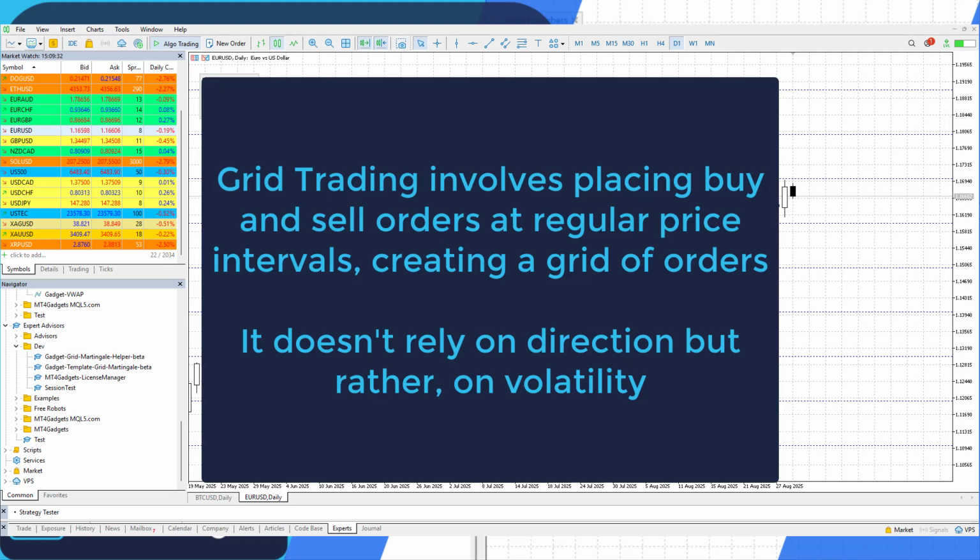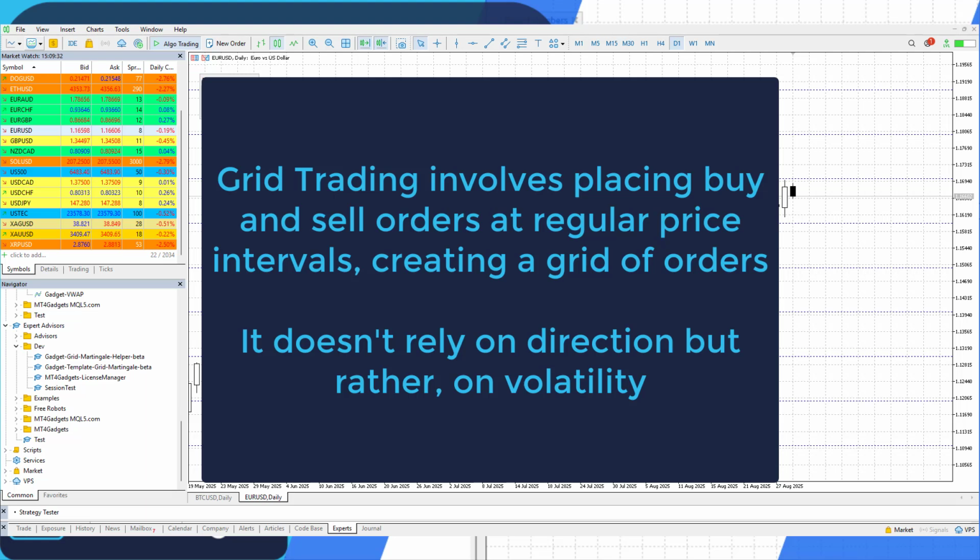Grid trading, in its simplest terms, consists in placing buy and sell orders at regular price intervals, creating a grid of orders on the chart. Instead of predicting the exact direction, the trader profits from the price moving back and forth across the grid.